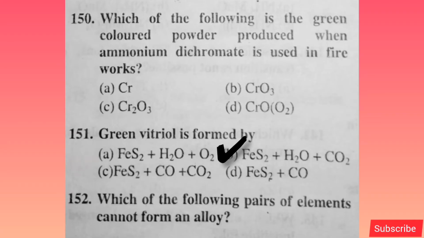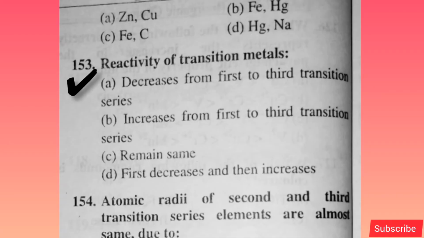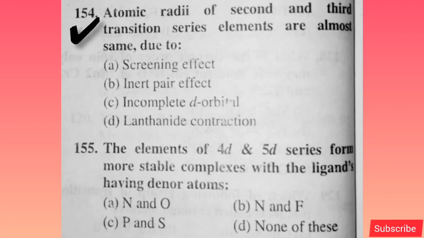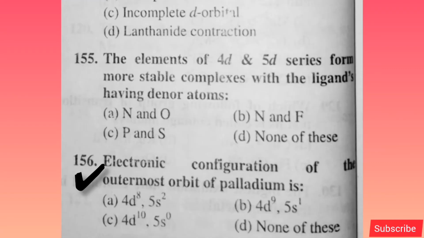Which of the following pairs of elements cannot form an alloy? Option B is correct. Reactivity of transition metals? Option A is correct. Atomic radii of second and third transition series elements are almost the same due to? Option D is correct. The elements of 4d and 5d series form more stable complexes with the ligands having donor atoms? Option C is correct. Electronic configuration of the outermost orbit of palladium is? Option C is correct.